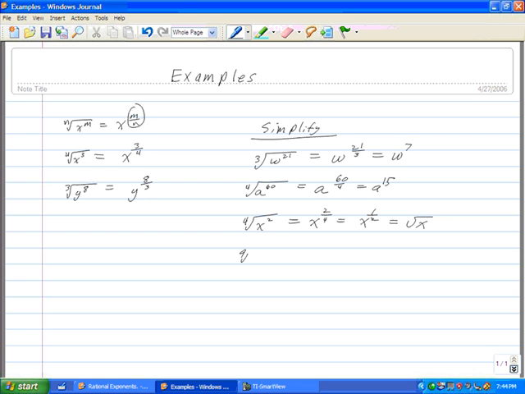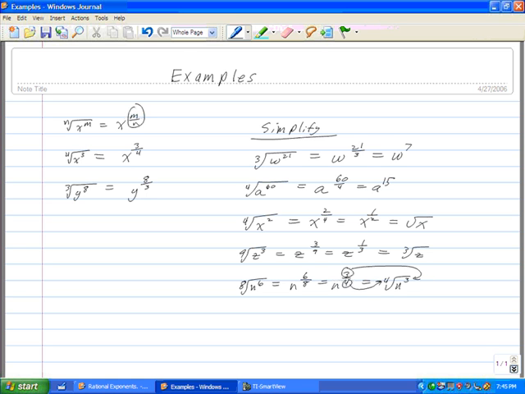If I had the 9th root of z to the 3rd, I could write this as z to the 3/9, which reduces to z to the 1/3, which can be rewritten back in a radical as the 3rd root of z. If I had the 8th root of n to the 6th, I can rewrite that as n to the 6/8, reduces to 3/4 power, which is the 4th root of n to the 3rd. Again, notice the 3 on top is the power, the 4 on the bottom goes back in as the root.